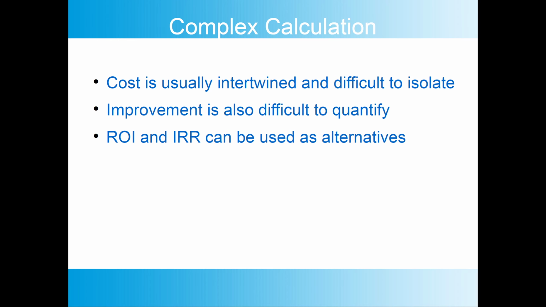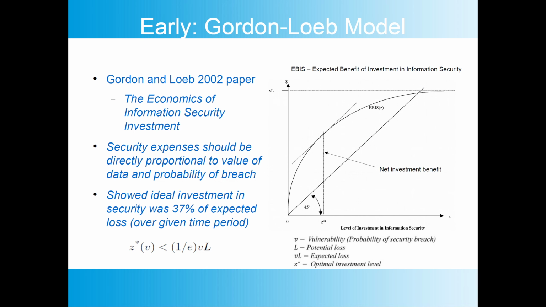First off, it's a pretty complex calculation, since cost is usually intertwined and difficult to isolate from a lot of different aspects of an organization. And improvements are just about equally difficult to quantify, especially in security. So in this area you'll see a lot of researchers go to return on investment or internal rate of return as alternatives. That's exactly what the early research did.